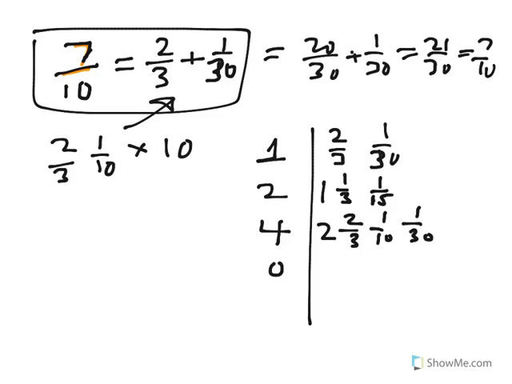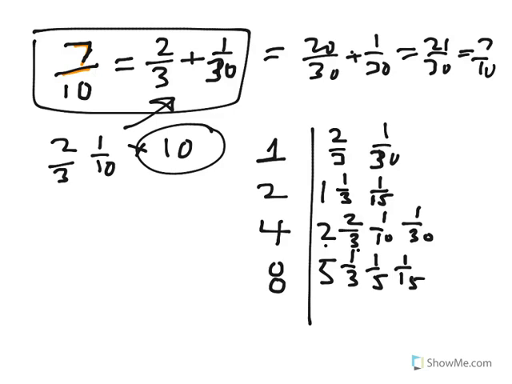And now I do 8. That 8's the last one I'm going to need because I'm trying to get times 10. So this becomes 2 times 2 becomes 4. 2/3 doubled is 4/3, which is 1 1/3. That's why this is 5 1/3. 1/10 doubled becomes 1/5. And 1/30 doubled is 1/15.